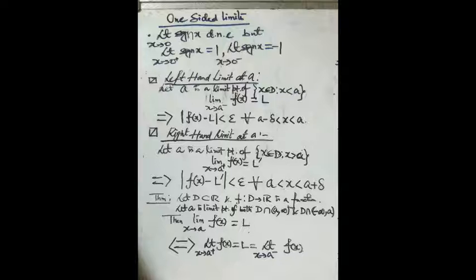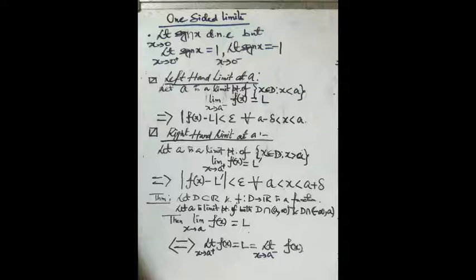We know that the limit as x tends to 0 of signum x does not exist. We have done this in the previous video. But if we restrict the domain, if we restrict the signum function to the intervals (0, infinity) and (minus infinity, 0), in that case the limits exist. So the limit as x tends to 0 plus of signum x is 1 and the limit as x tends to 0 minus of signum x is minus 1. So both one-sided limits may exist even when the two-sided limit does not exist.